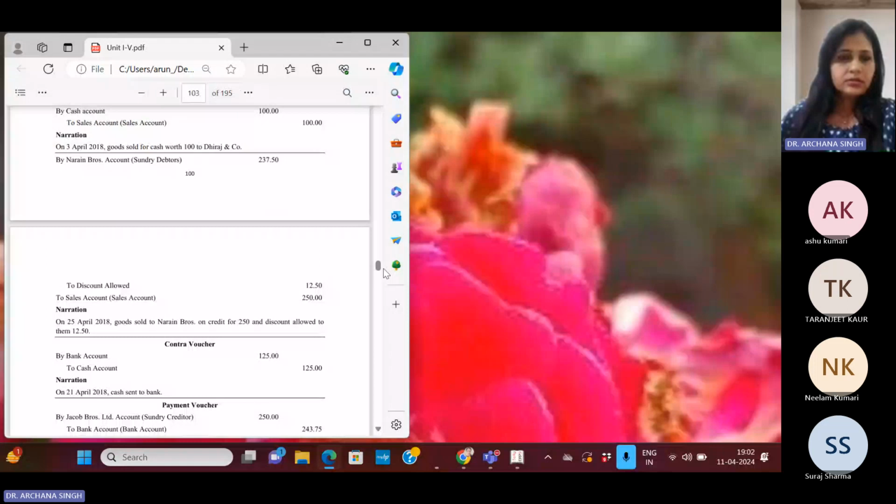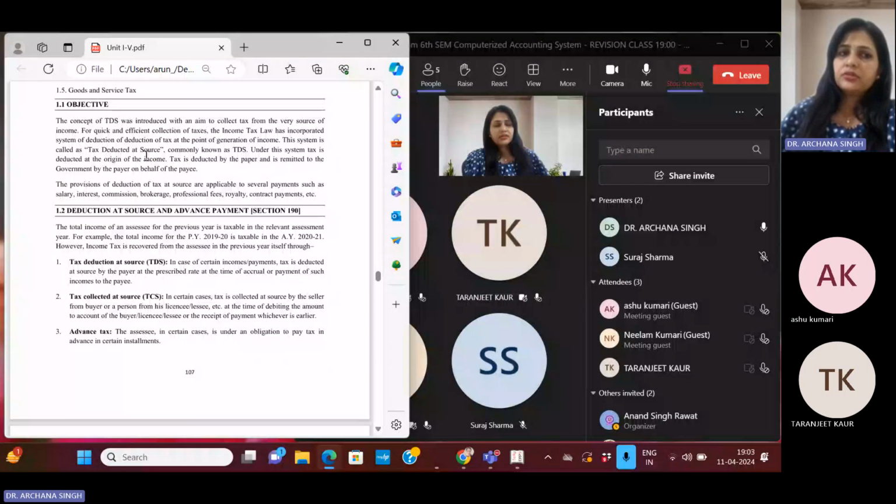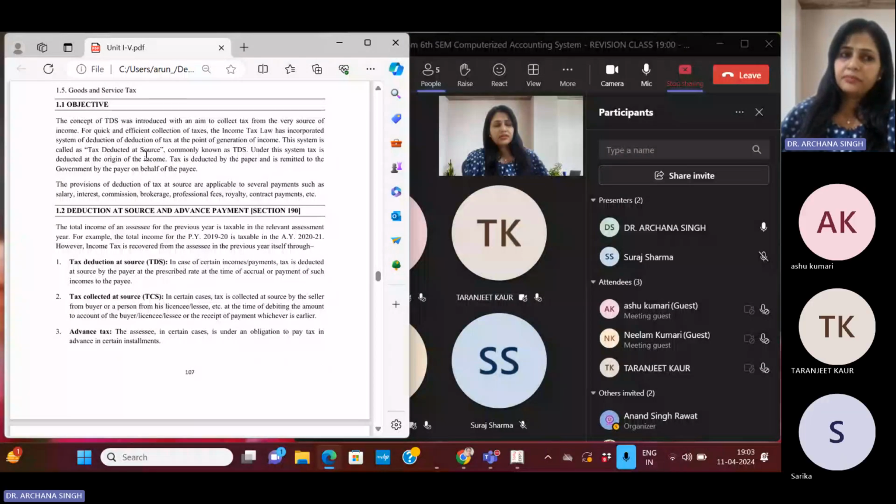When your income is generated, at that time there is a system that income tax law has incorporated. What is that? Deduction of tax. So this system is called tax deducted at source, which is commonly known as TDS. Under this system, tax is deducted at the origin of income. So tax is deducted by the payer and is remitted to the government by the payer on behalf of the payee.